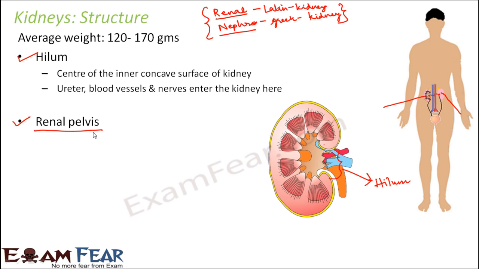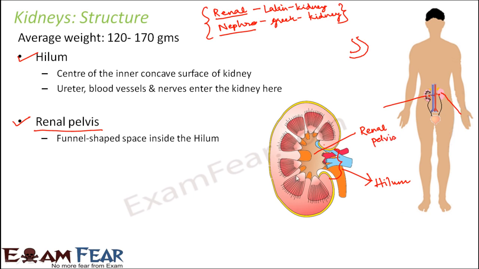So the renal pelvis is the next part of the kidney, and which is this part? It is a funnel shaped space inside the hilum. This region was the hilum. Inside that, you have a brown colored structure in the shape of a funnel. This funnel shaped structure is known as the renal pelvis.